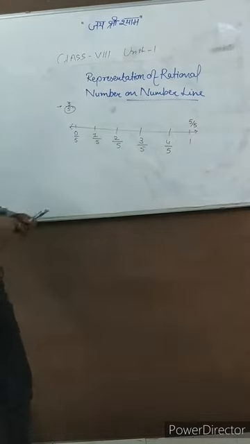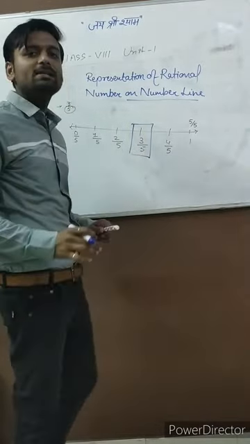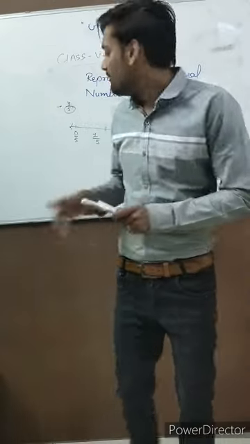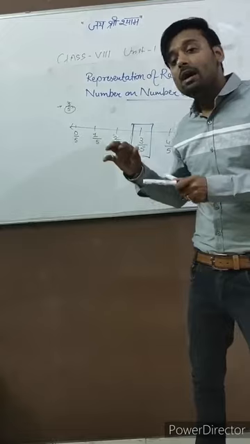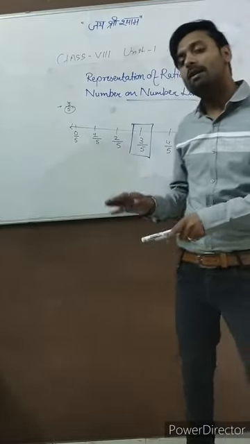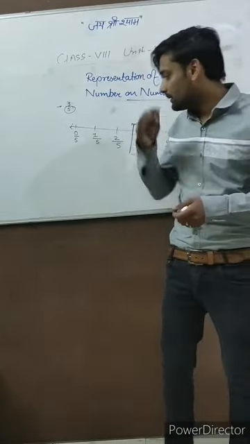Now we have to represent 3 divided by 5. Here is the 3 divided by 5. It's very easy. We have to check the denominator and divide the number line in that equal amount. If it is 5, we will divide into 5, if it is 8, we will divide into 8, if it is 10, we will divide into 10.